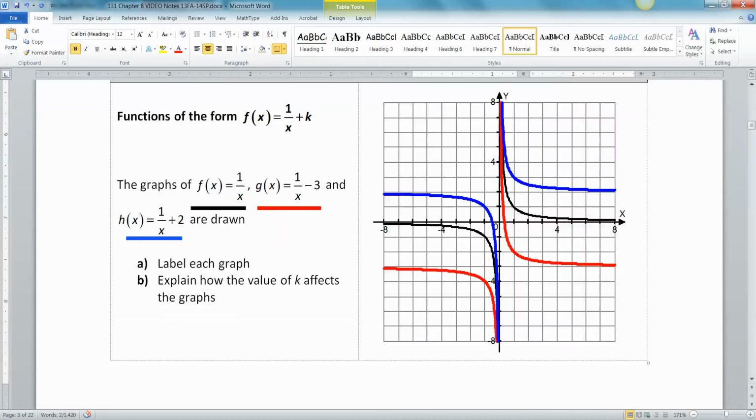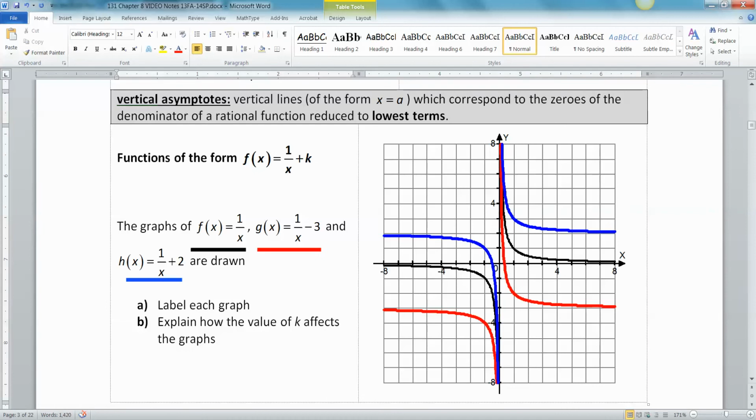All right, so now I have a few different functions graphed, and we want to look at what happens when you add or subtract a number at the end of it. So I've graphed them in black. That's the regular 1 over x. So see it right here. It's the same graph you were looking at in the problem above.